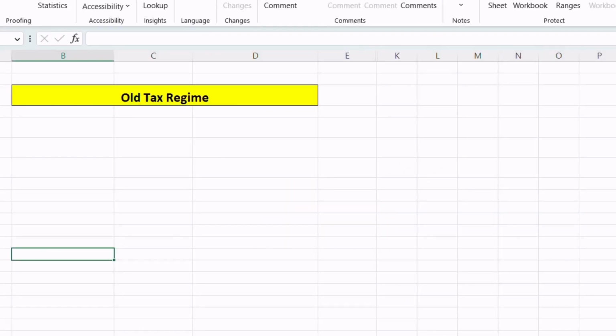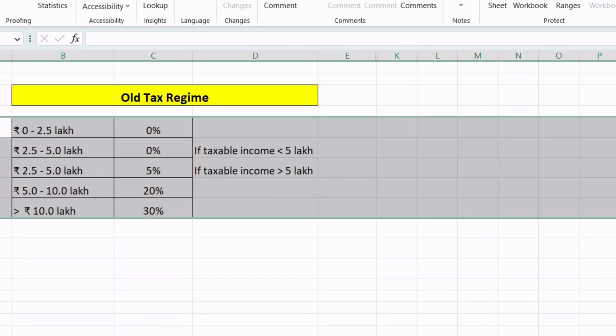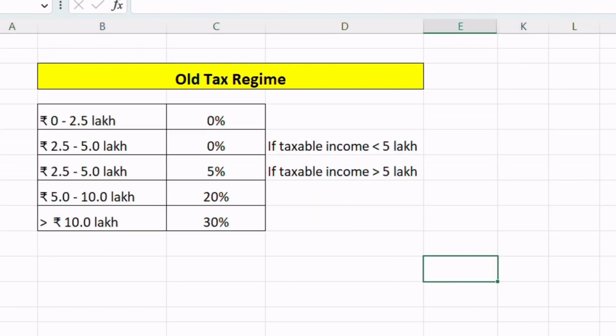Once we calculate the net taxable income, the next step is to calculate the income tax. For this, the assessee has two choices. Either he can go for the old tax regime or the new tax regime. Let us first look at the old tax regime. These are the tax slabs in the old tax regime. 0 to 2.5 lakh, 0%. 2.5 lakh to 5 lakh, 5%. 5 to 10 lakh, 20%. And more than 10 lakh income, 30%.